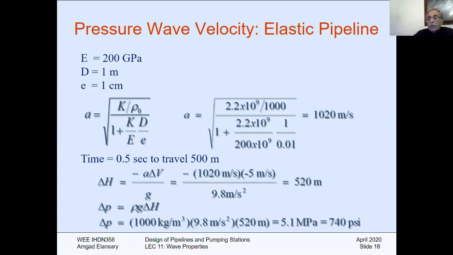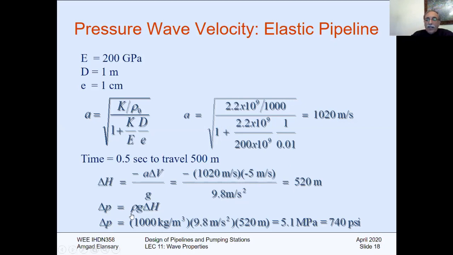If we try to calculate the increase of the pressure, which is delta H, equal to minus A delta V over g, we can use the same equation, where A is 1020 meters per second, multiplied by minus 5 meters per second, since the velocity goes from 5 meters per second to 0, and 0 minus 5 is minus 5. Divided by gravity, it will be 520.